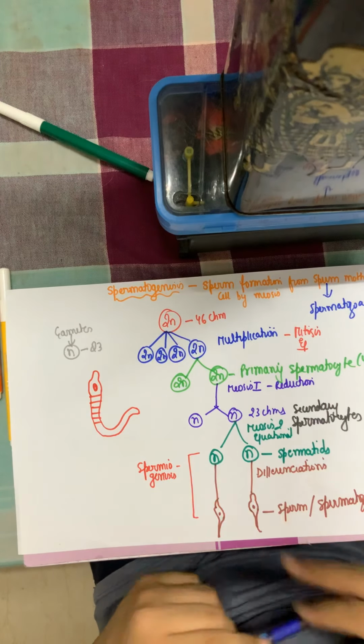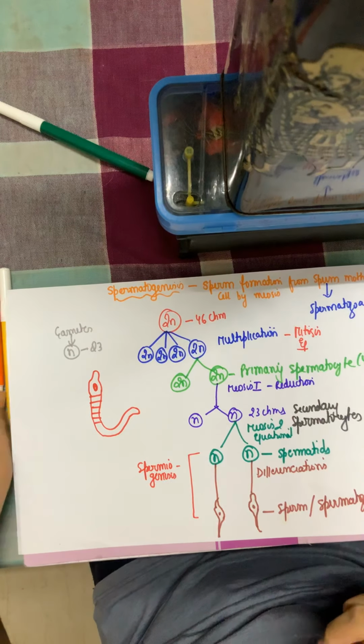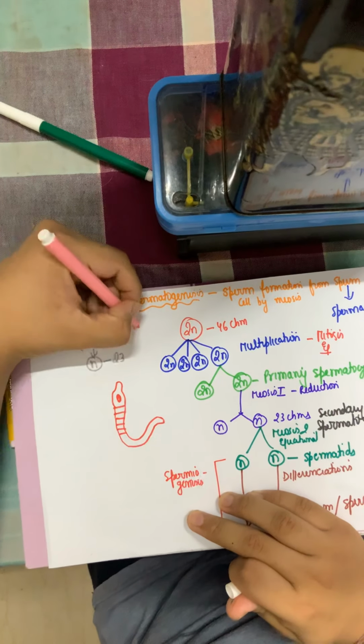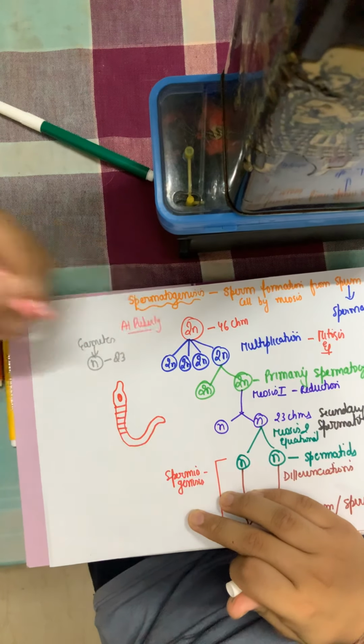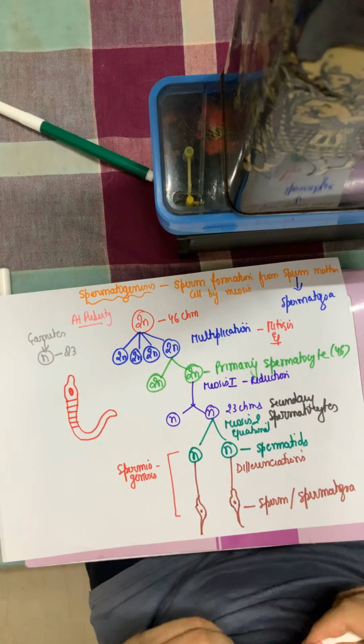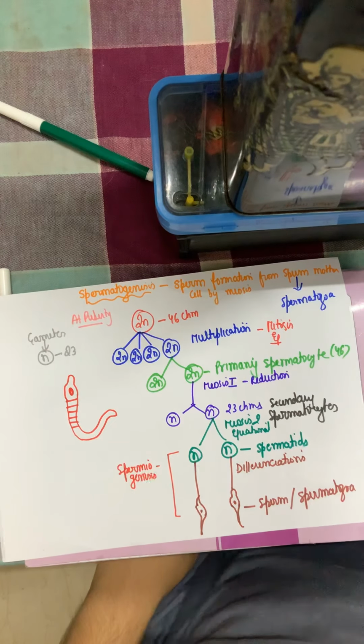Now one last thing, when does this process happen? This process happens at puberty. Okay, at adolescence, at puberty. So spermatogenesis is initiated and terminated at puberty. It's an adolescent process. Fine.